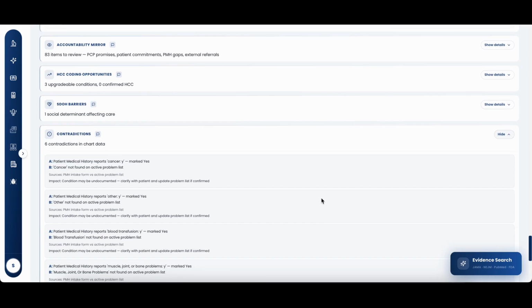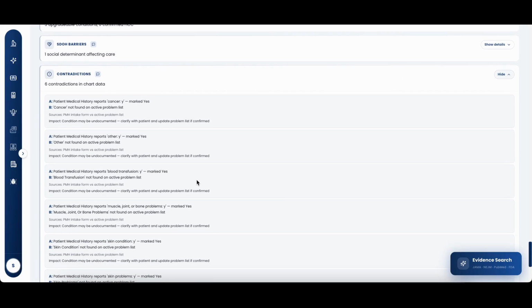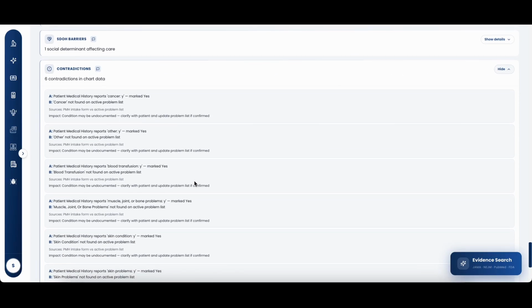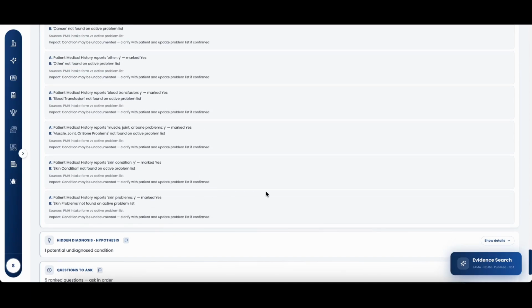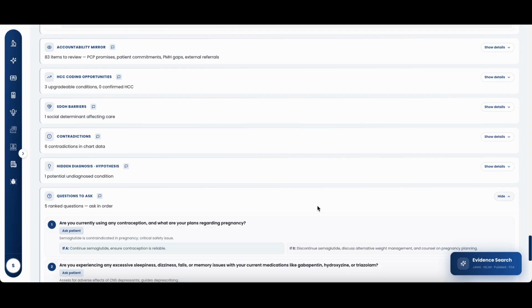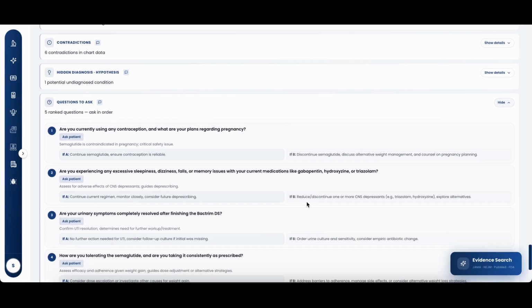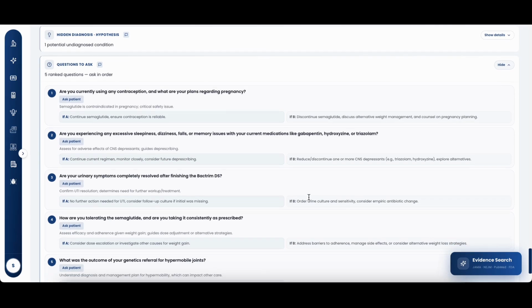Contradictions in the chart are flagged, where diagnoses, medications, or findings do not line up. Hidden patterns across visits and documents are surfaced, signals no single note would make obvious. The system reads across past visits, labs, medications, and specialist notes, and turns that into one usable view.